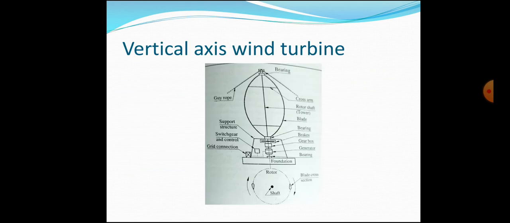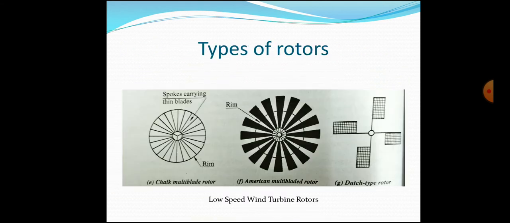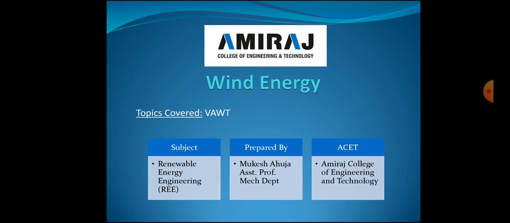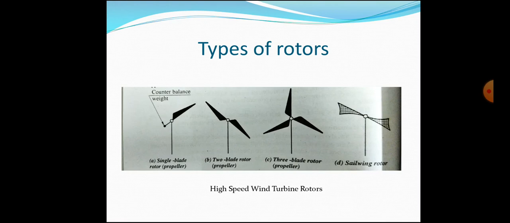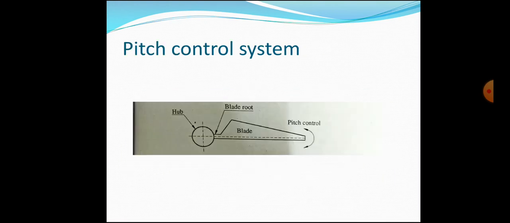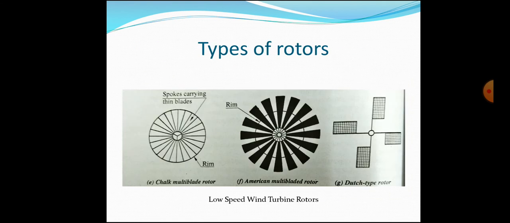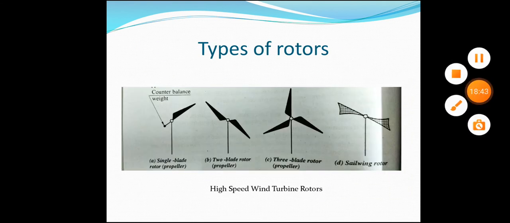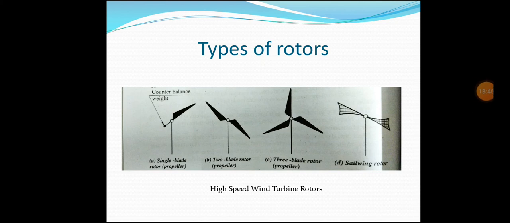Now we will just list the main differences between vertical axis and horizontal axis rotors. So I will name the differences we have seen. First, for the horizontal axis rotor, the axis of rotation is parallel to the airstream, in this direction, while in the vertical axis it is in the perpendicular direction.